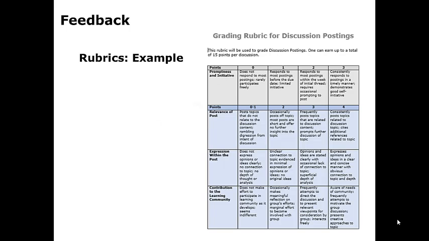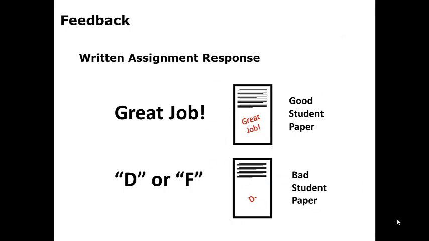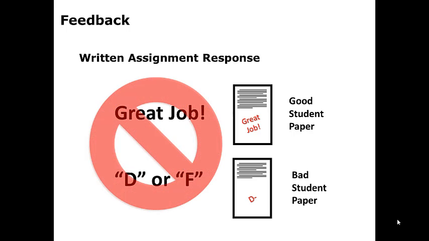Here's a simple grading rubric for discussion postings. Now let's go into written assignment response. Typically, if the paper was done, you would have "great job" and then maybe a few more comments, not much. And then if somebody did poorly, they would get a D or an F and then get a message saying, "Come see me." Needless to say, this is a poor response.